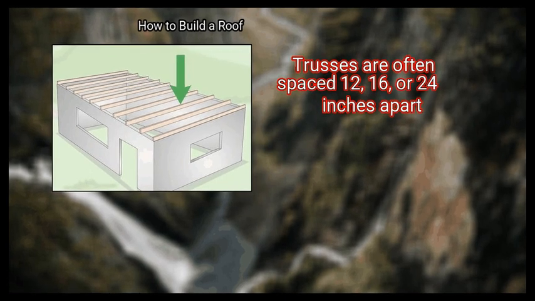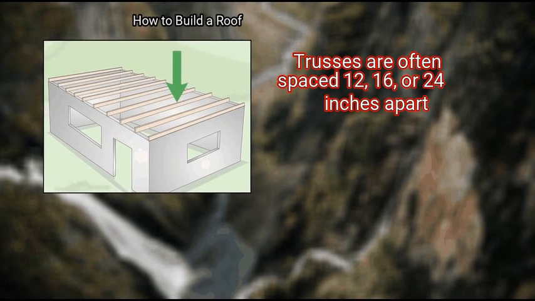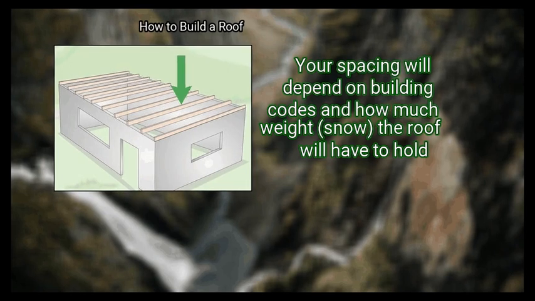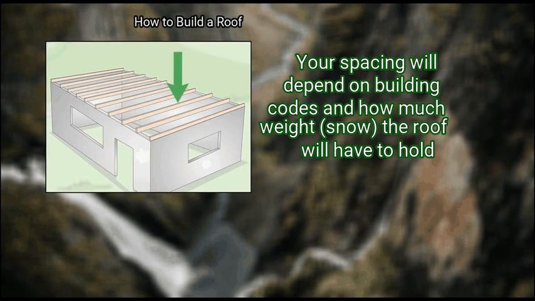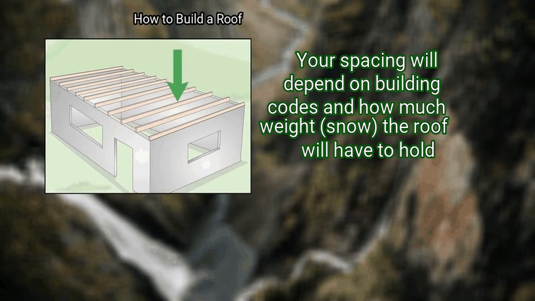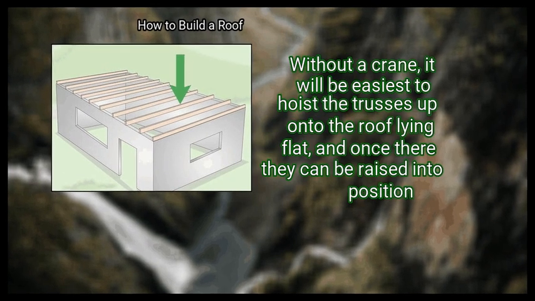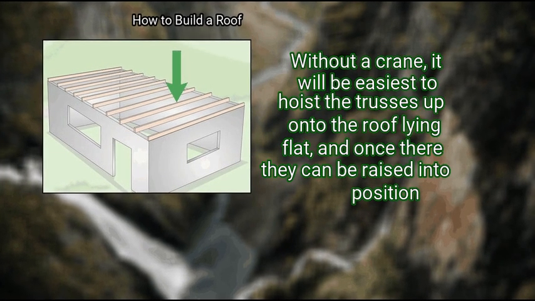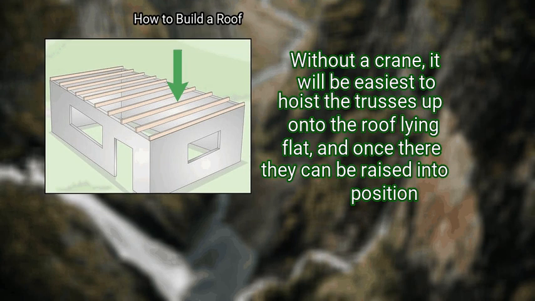Trusses are often spaced 12, 16, or 24 inches apart. Your spacing will depend on building codes and how much weight, such as snow, the roof will have to hold. Without a crane, it will be easiest to hoist the trusses up onto the roof lying flat. And once there they can be raised into position.